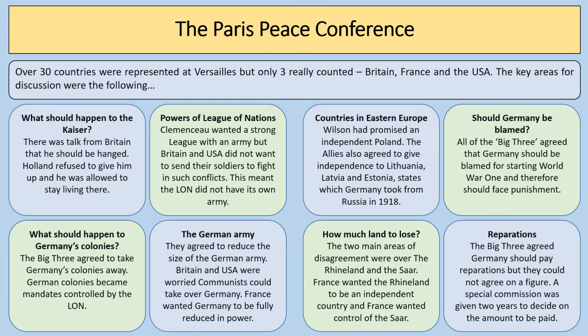And then reparations. The big three agreed that Germany should pay reparations, but they couldn't agree on a figure. So a special commission was given 2 years to decide on the amount that should actually be paid, and that actually delivered its verdict in 1921.